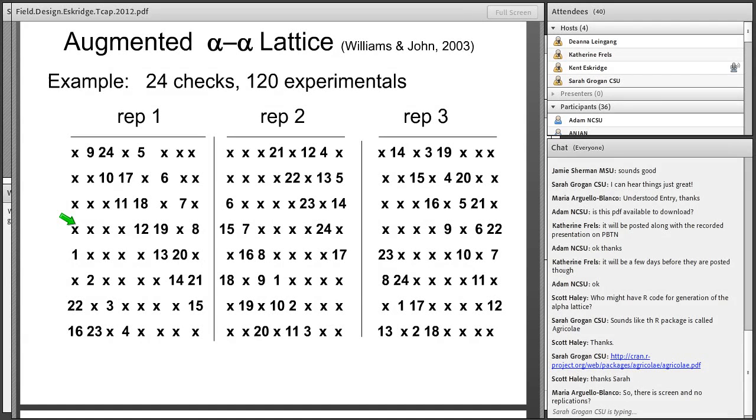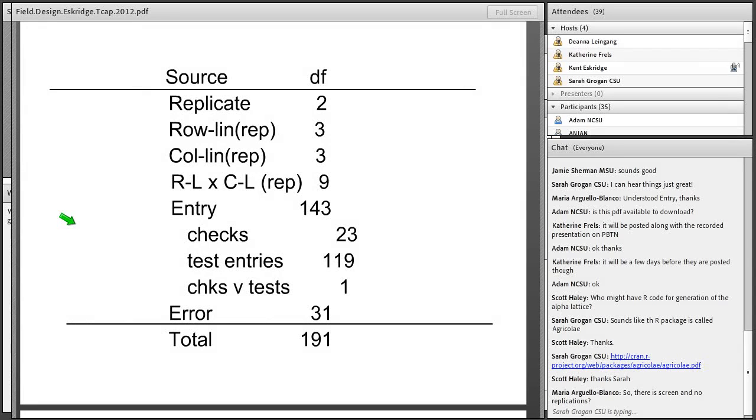Williams went further and said, oh, we could use an alpha-alpha lattice design. Okay, and he gives an example here. We have 24 checks and 120 experimentals. We can still actually use a row column design in an augmented sense. Okay, so you can see his paper if you're interested in looking at these kinds of things.